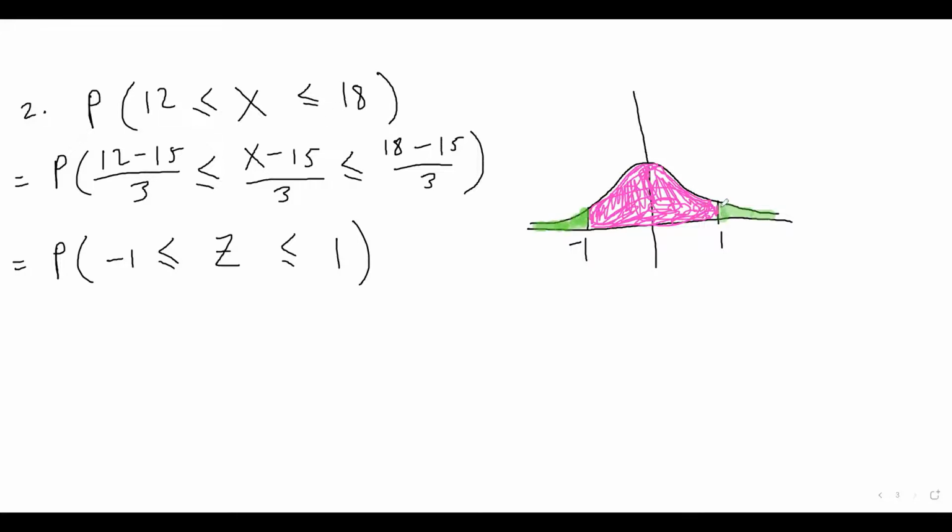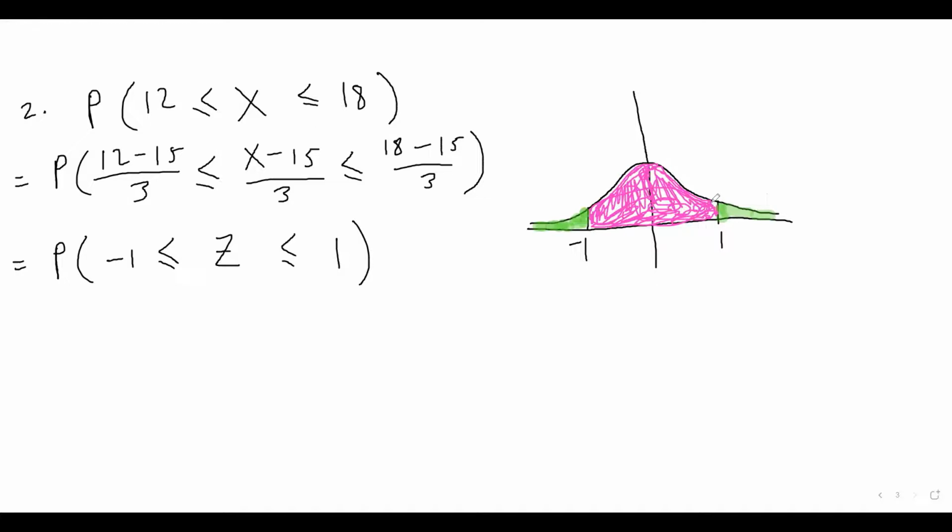That's what we're going to do. We're going to calculate these two areas that I've shaded in green. And then we are going to subtract these two areas from 1, because 1 is the total area under this curve. So we're going to say 1 minus the sum of these two areas, and that is going to give us the area in purple, which is what we're looking for.